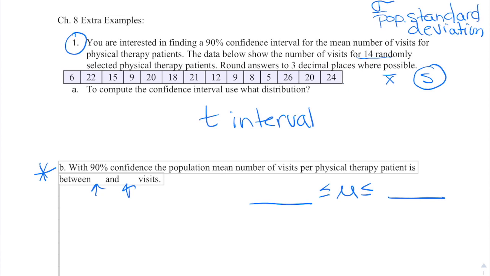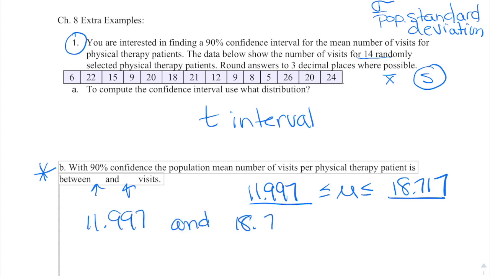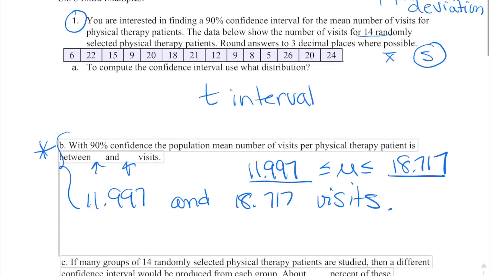Okay, so the calculator gave us 11.997 and 18.717. So with 90% confidence, the population mean number of visits per physical therapy patient is between 11.997 and 18.717 visits. Okay, this is the interpretation. So even though MyOpenMath is giving that, you are going to have to be used to writing that, okay? So I just wanted to show you that.